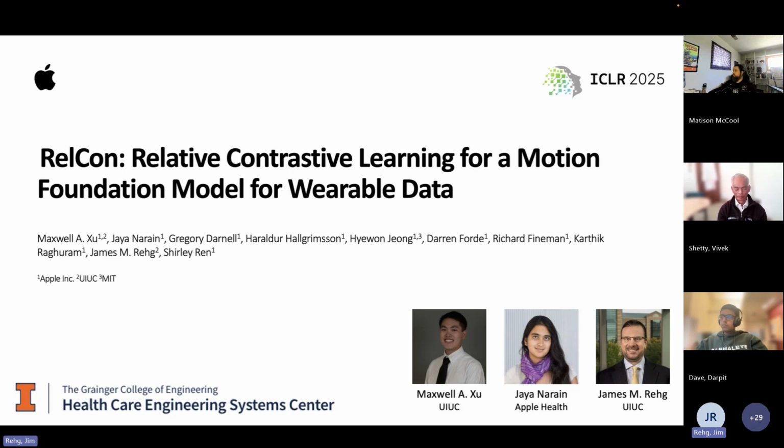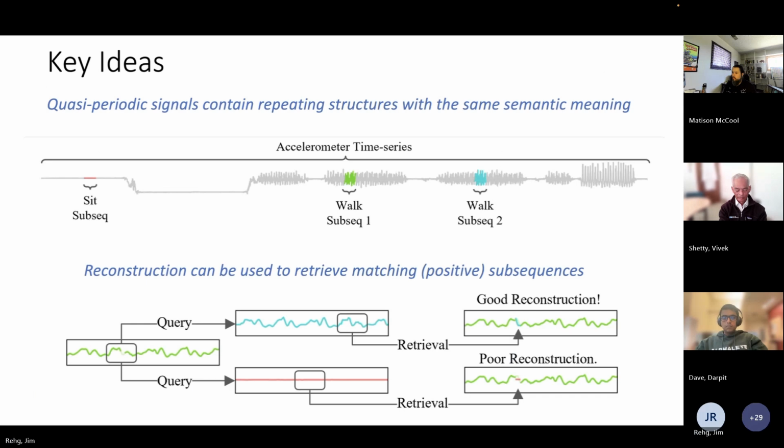And this is a model for motion data, which means accelerometry data. And this is, I would argue, the first real significant accelerometry foundation model that's been produced to date. And so the key idea behind this work is that we have to, again, find a way to generate these positive pairs. And we're going to do this for signals like accelerometry that have this repetitive or quasi-periodic structure.